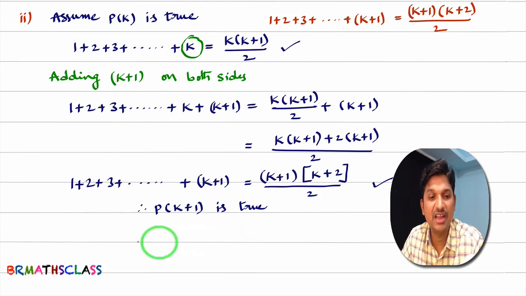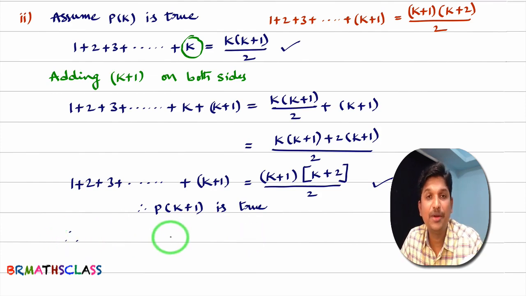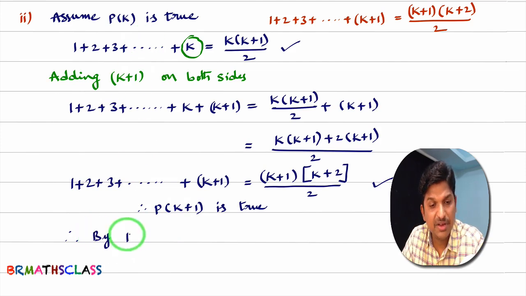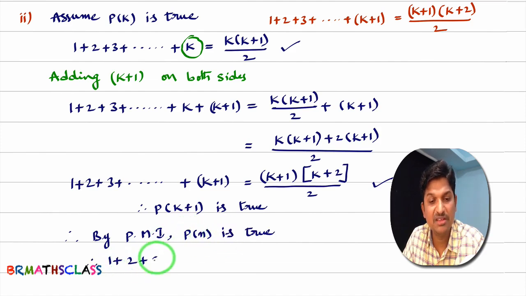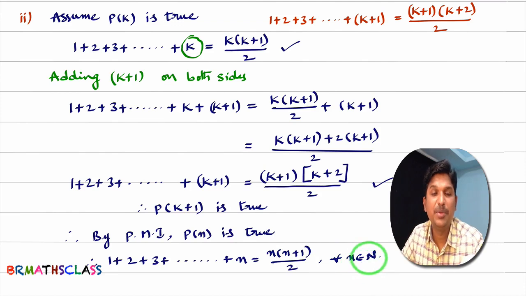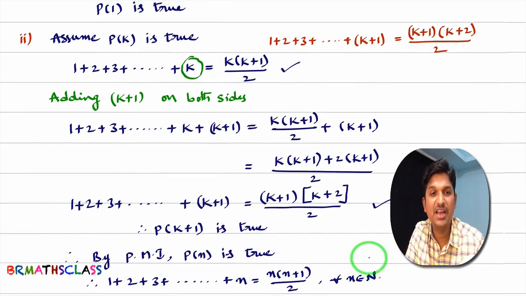I hope you are understanding. Therefore, what happened? We proved two things. First, we proved that P of 1 is true. Next, we proved that P of k plus 1 is true by assuming P of k is true. So, therefore, by principle of mathematical induction, P of n is true. 1 plus 2 plus 3 plus, and so on plus n equal to n into n plus 1 divided by 2 for all n belongs to N. So, we proved this statement by using principle of mathematical induction.